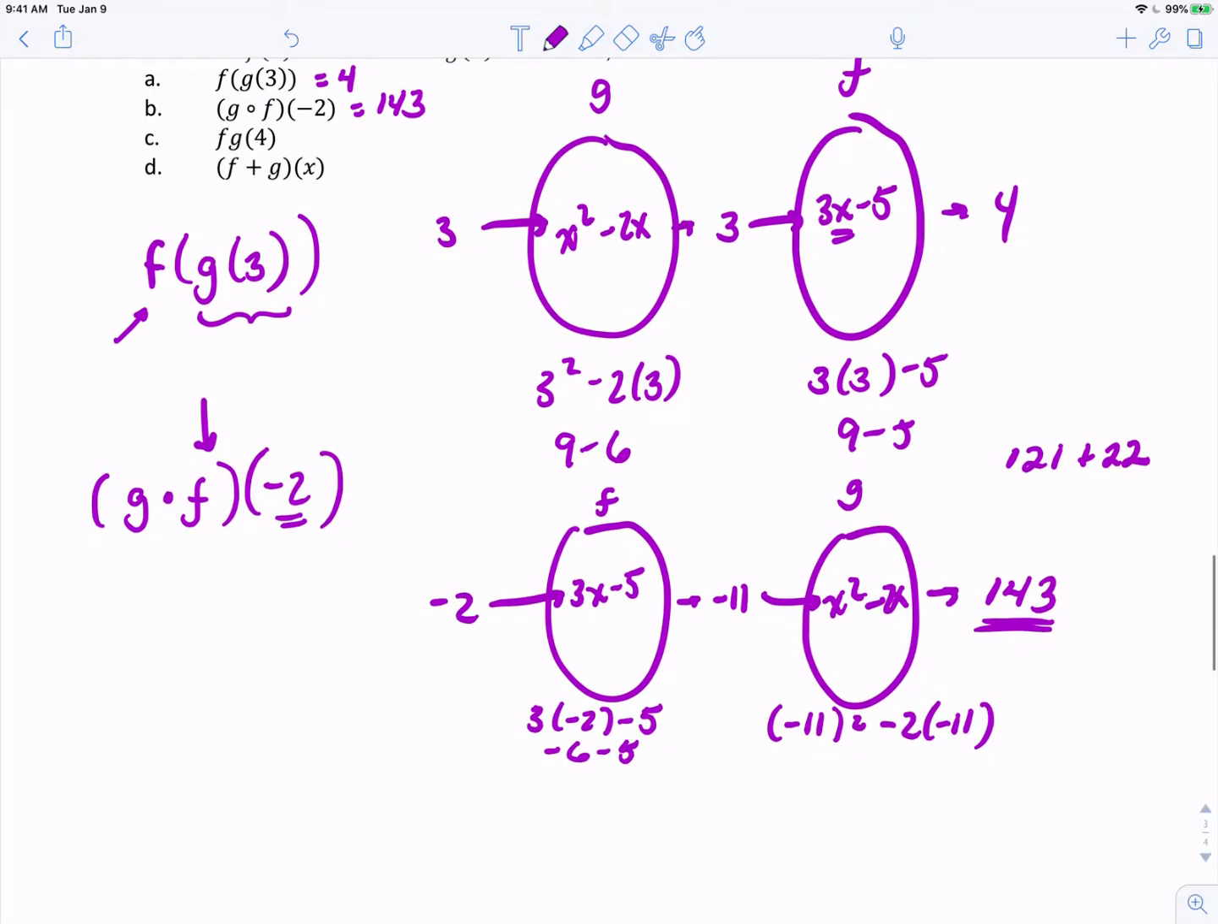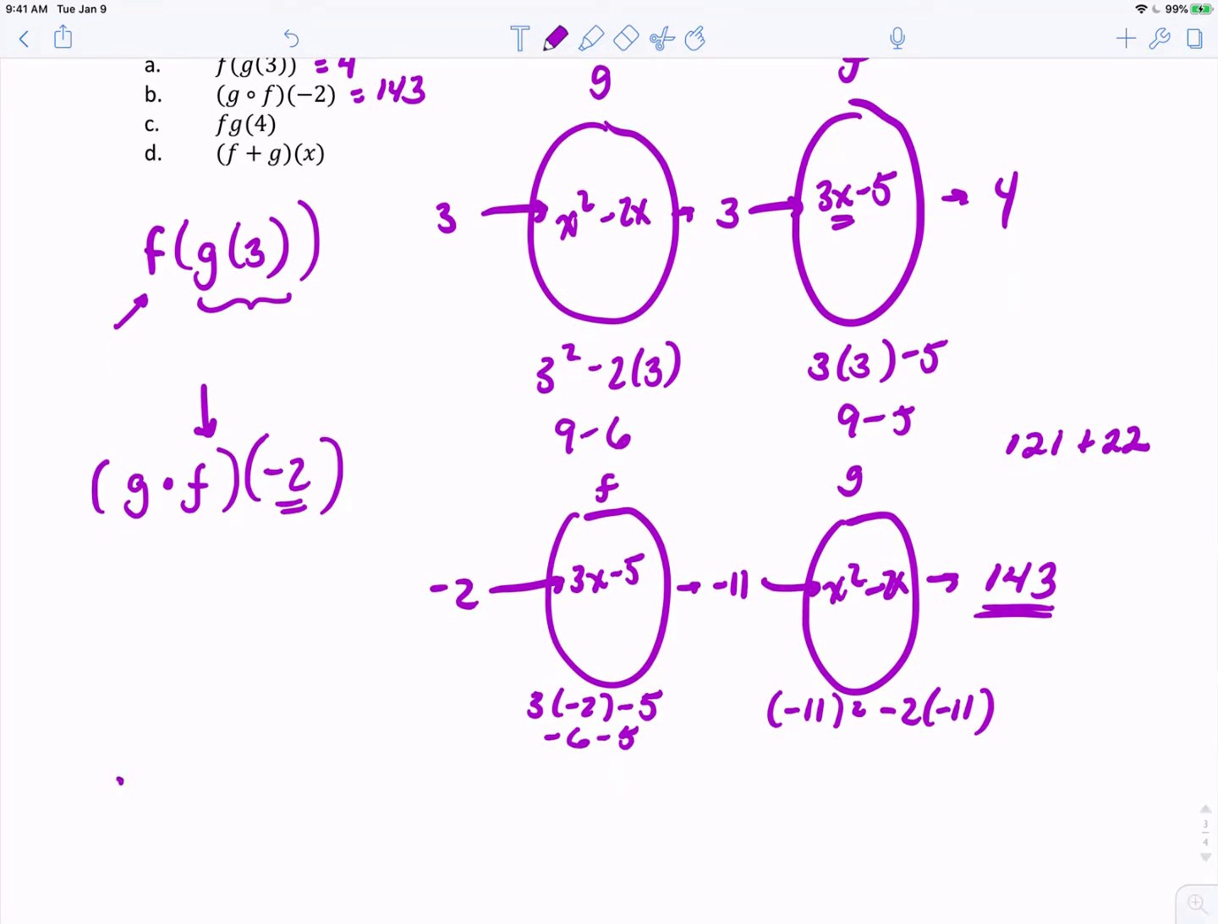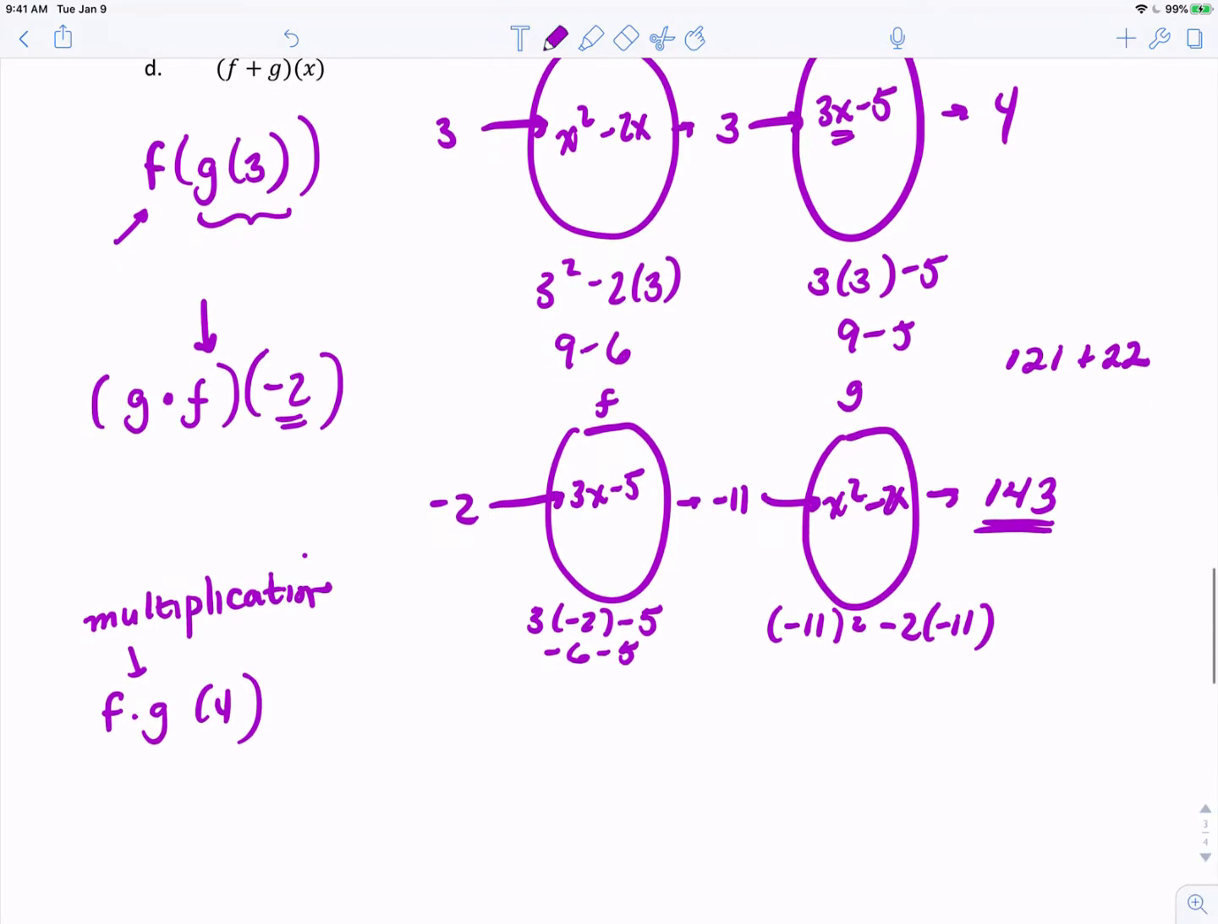All right, in the next one, this is not function composition. We know it's not function composition, although it looks similar, because it doesn't have a dot and it doesn't have parentheses. What this is asking us to do is f times g of 4. So in this problem, this is function multiplication. So in function multiplication, what we're going to do is find f of 4, find g of 4, and take our answers and multiply them together.